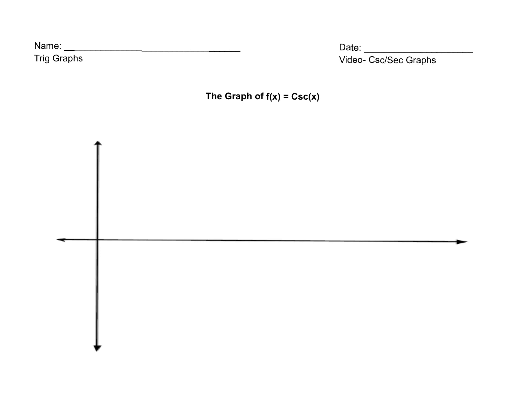Hi everyone, in today's video we're going to talk about the graphs of cosecant and secant. First we'll start with cosecant. So we know that cosecant is equal to 1 over sine, or the reciprocal of sine.